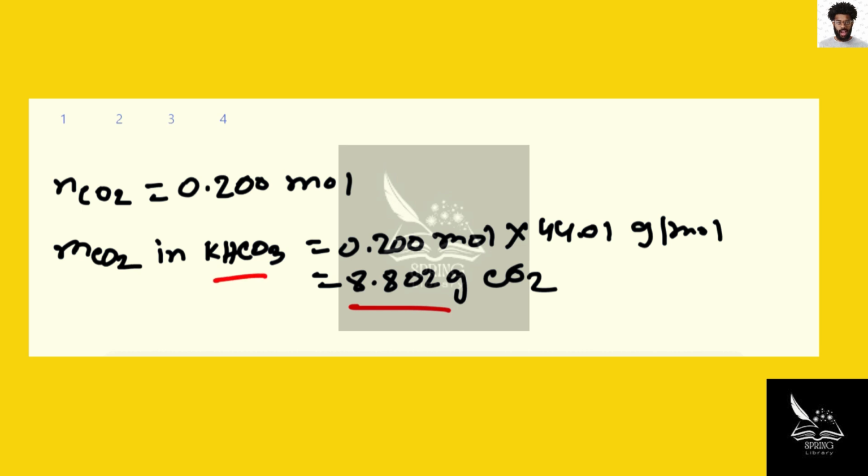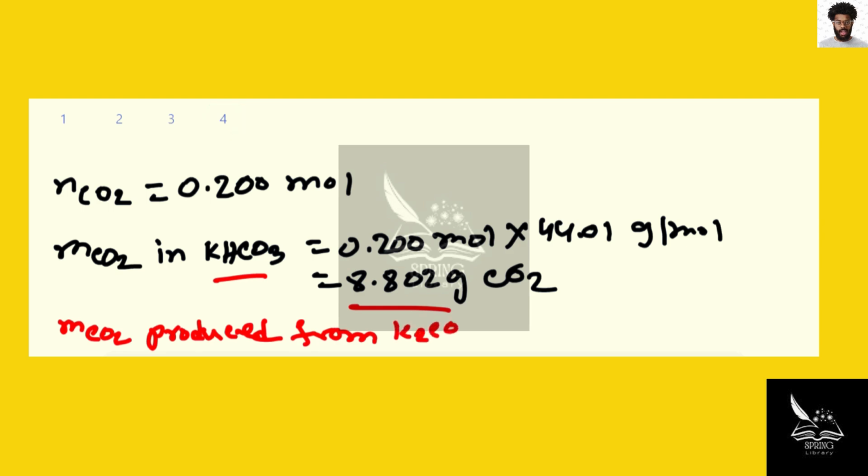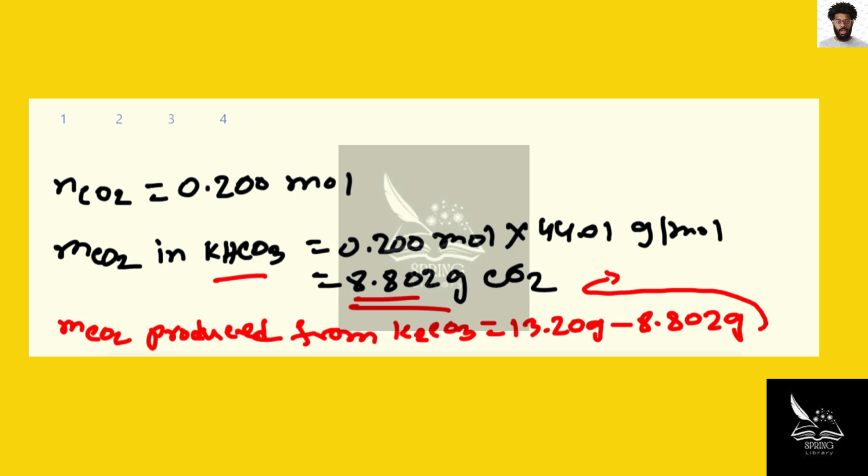Now we can find the mass of CO2 which is being produced from K2CO3. So the total mass of CO2 being produced is 13.2. So that means mass of CO2 produced from K2CO3 will be equal to the total mass of CO2, which is 13.20 gram, minus the CO2 produced from KHCO3, which is 8.802 gram, and this will give us a value of 4.398 gram. So this is the mass of CO2 which is being produced from K2CO3.